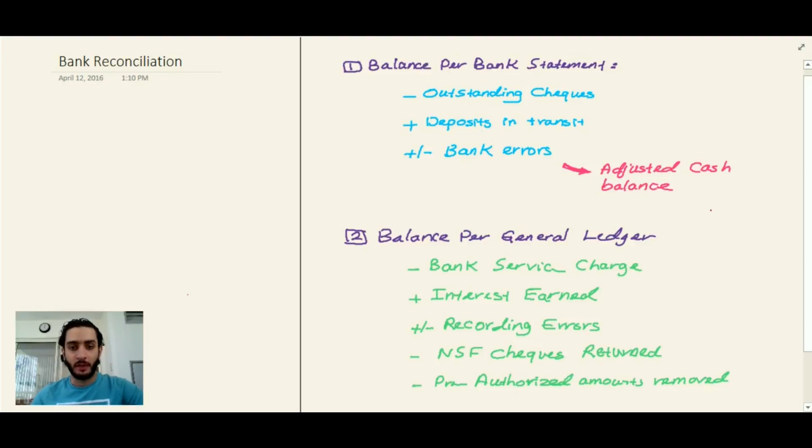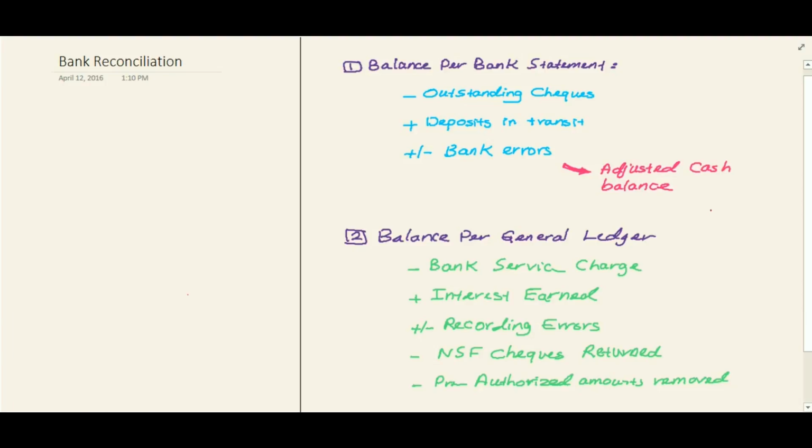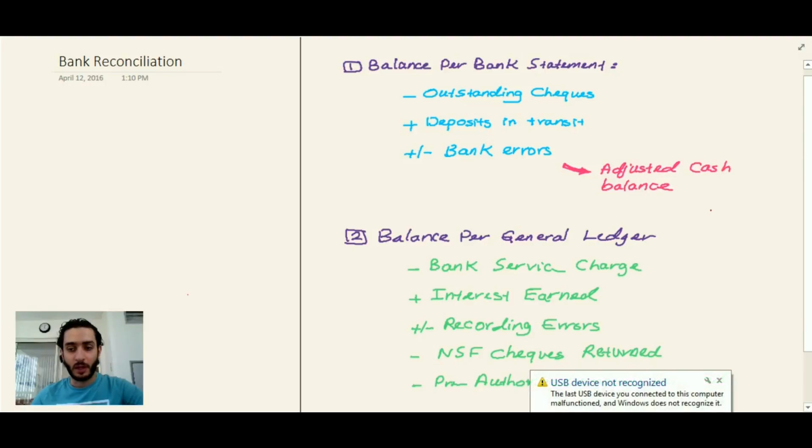So let's start. First we have to get the balance per book and the balance per bank, and compare these two balances, and you'll do some adjusting to it, because most likely these two balances won't be equal. So we'll see how we can adjust that and come to an equal balance.